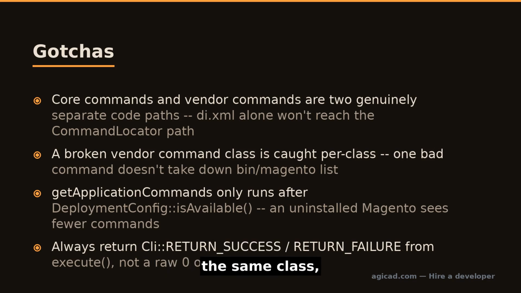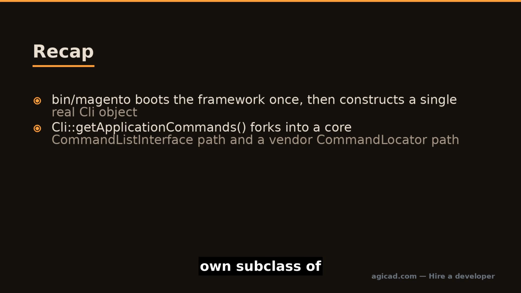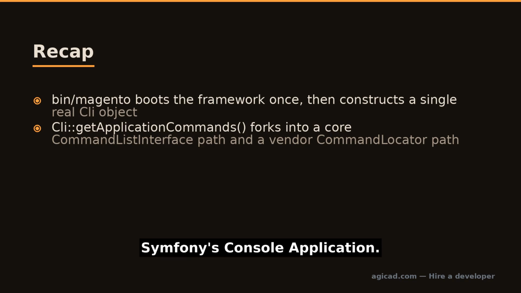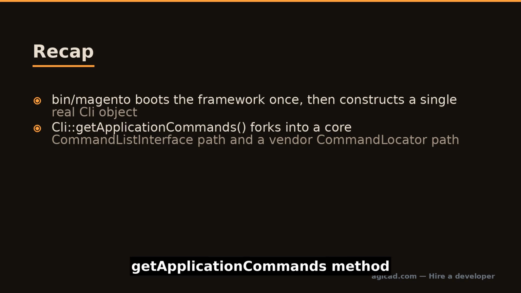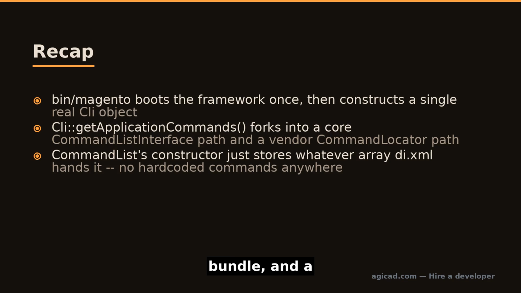Let's pull this back together. bin/magento boots the framework exactly once, then constructs a single real Cli object, Magento's own subclass of Symfony's console application. That object's real getApplicationCommands method forks into 2 paths: a core CommandListInterface bundle, and a separate CommandLocator-driven vendor path, and merges both into one array. CommandList's own constructor just stores whatever array di.xml hands it. There is no hard-coded list anywhere in the framework.